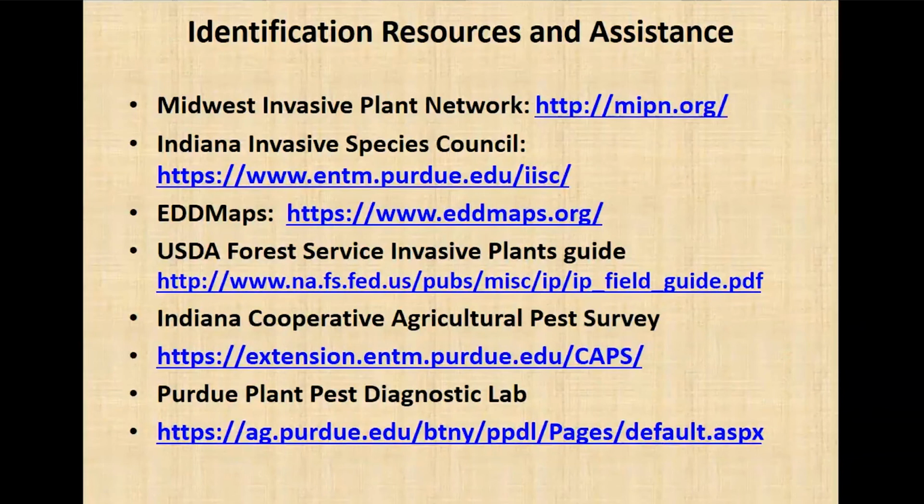And for identification, if you have a plant that you can't identify and you're willing to spend a little bit of money, I think it's about $11 a sample, you can actually send a sample in or even photos in to the Purdue Plant Pest Diagnostic Lab for a potential identification. So that is one option available to you, although there are plenty of resources available for identification, including sending photos to your county extension educator, your district forester, or folks like myself, extension specialists.